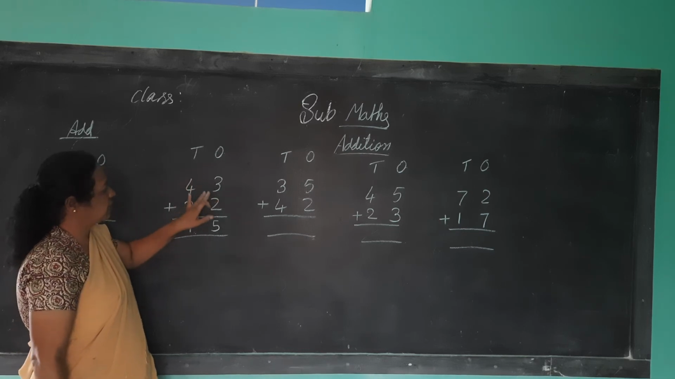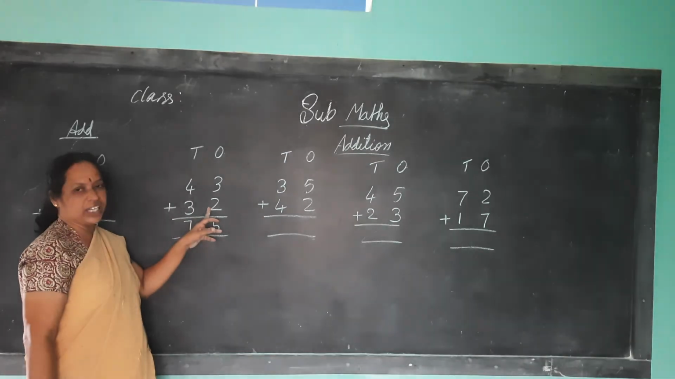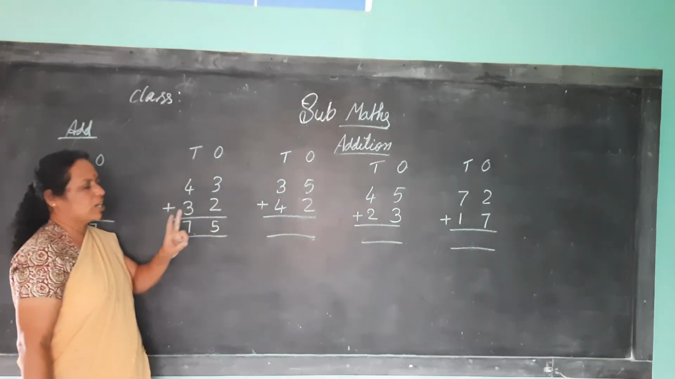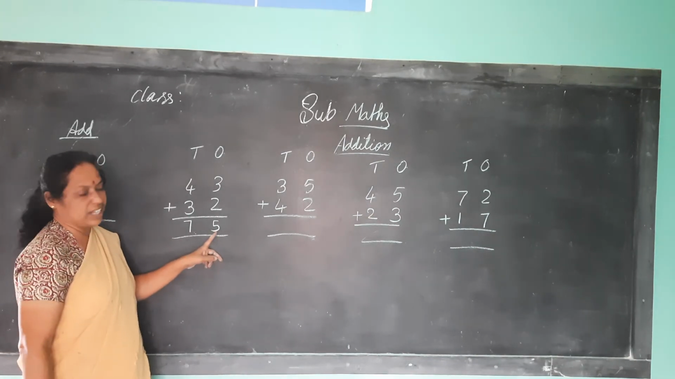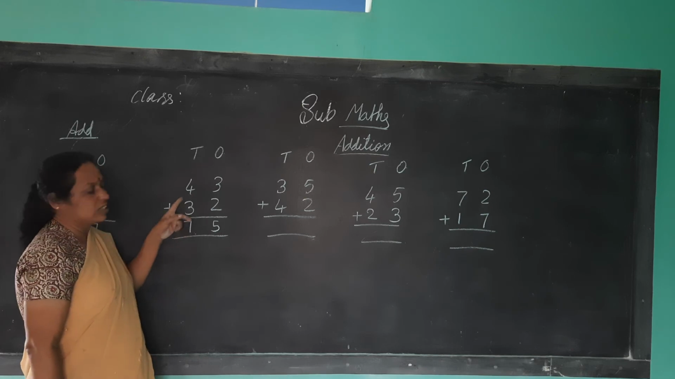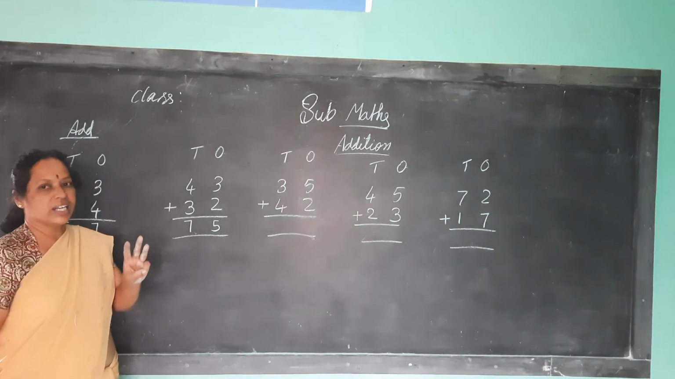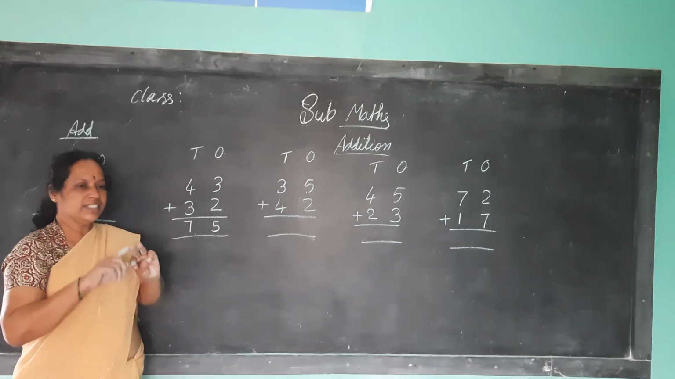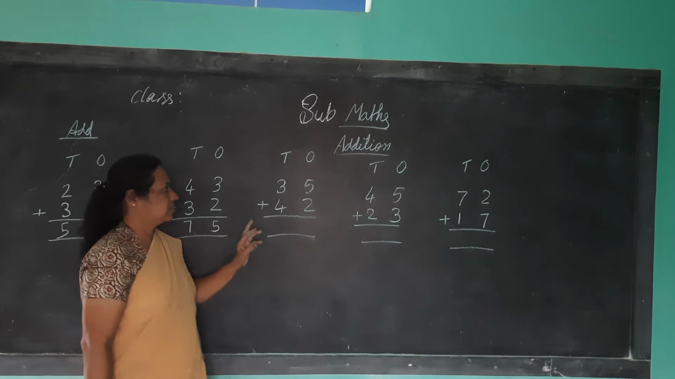What did you learn in the ones place? 3 and 2. You keep one number in the mind, one number on the finger. 3 in the mind, 2 on the finger. After 3: 4, 5. So I have written 5 here. Next, the tens place. 4 and 3 is there. 4 in the mind, 3 on the finger. After 4: 5, 6, 7. I have written 7, children. Next.